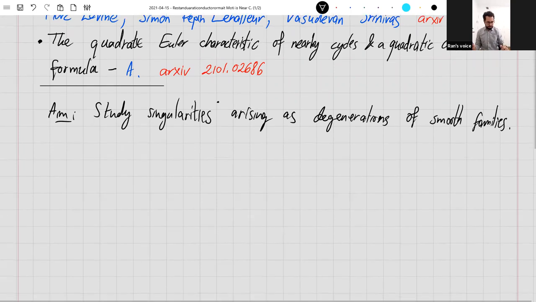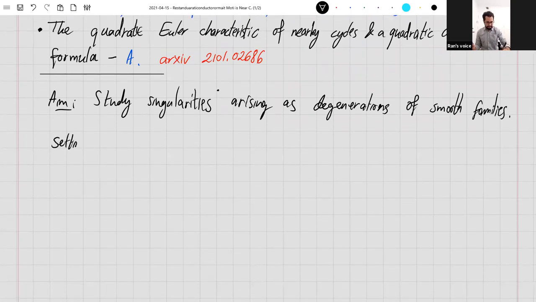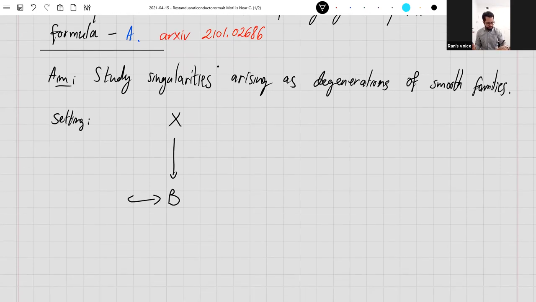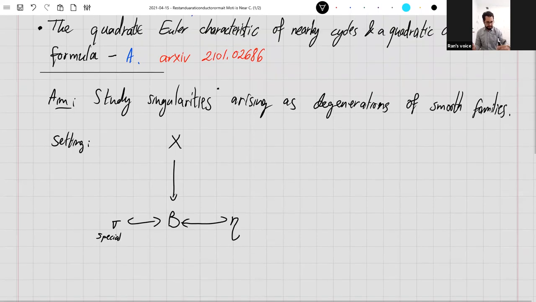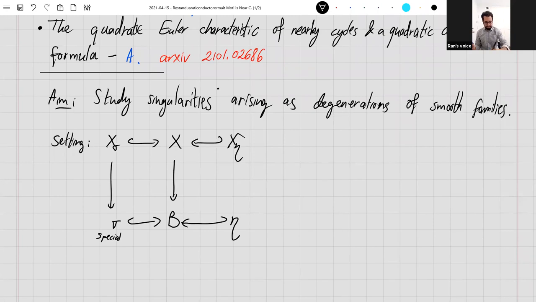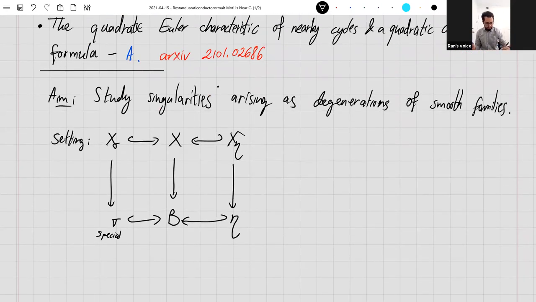What do I mean by that? So usually the setting, okay, the setting is always like that. We have some scheme over a base. And the base has some closed point, or maybe generally it doesn't have to be a point, which we call a special point. And the open, what I denote by eta, is the complement. And then I can speak about what I call the special fiber and the general fiber. So that's the usual setting.